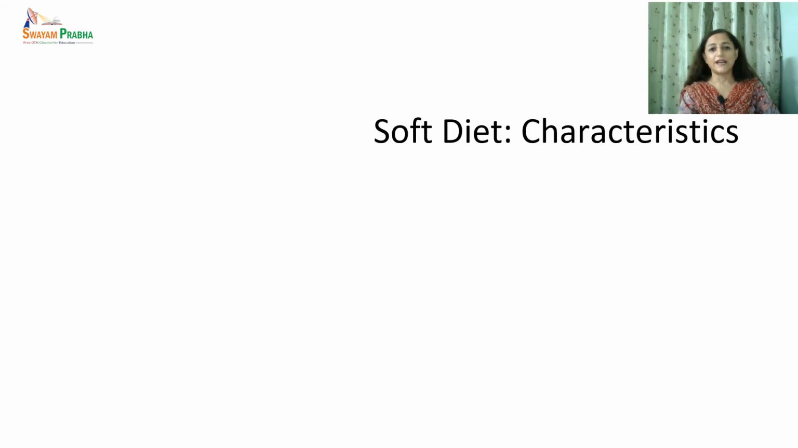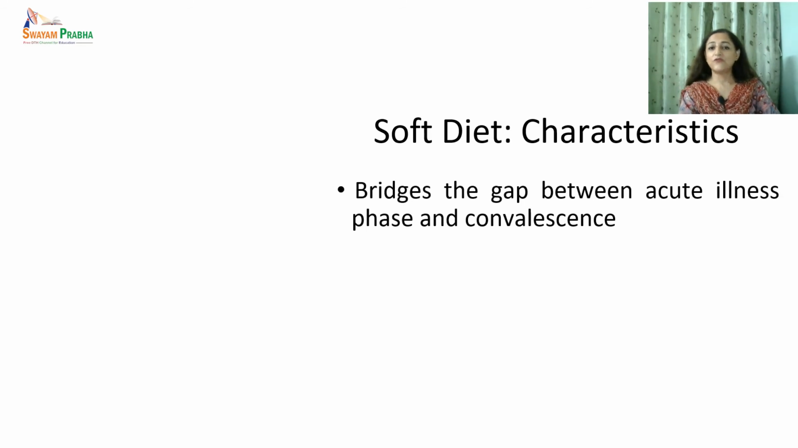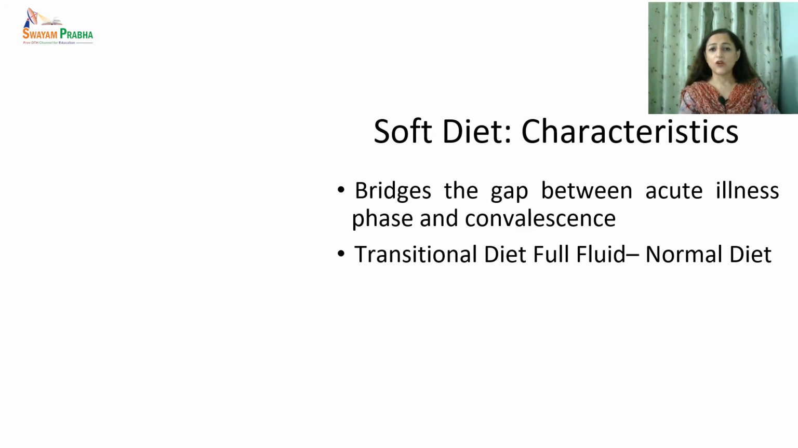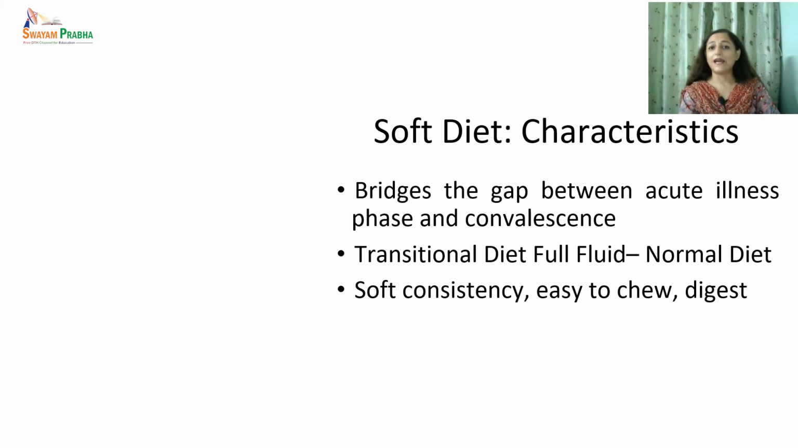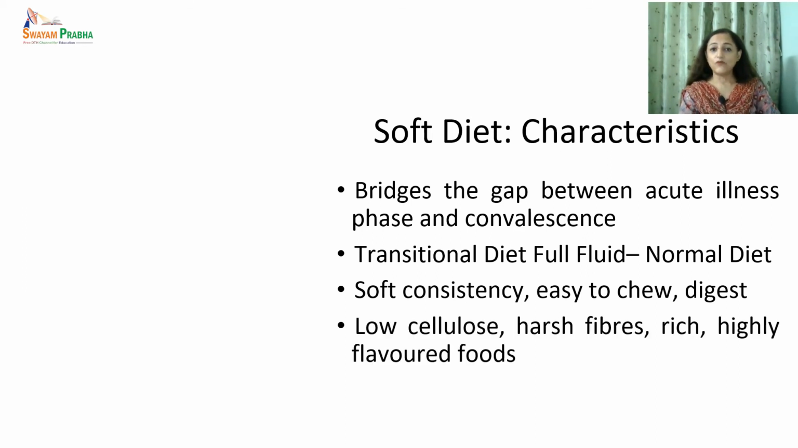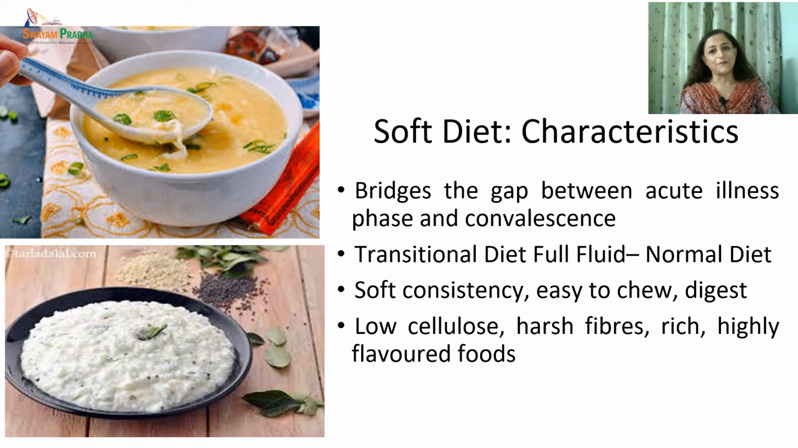So after the liquid diet, let us see the second diet, that is the soft diet. It is the most frequently used hospital diet. It is a transition diet that bridges the gap between the acute illness phase and convalescence, and we use this diet to fill the gap between the fluid and the normal diet. This soft diet provides soft whole food that is lightly seasoned and moderately low in fiber. The foods have a soft texture and are easy to digest. Small volume meals are offered until the patient's tolerance to solid food is established.